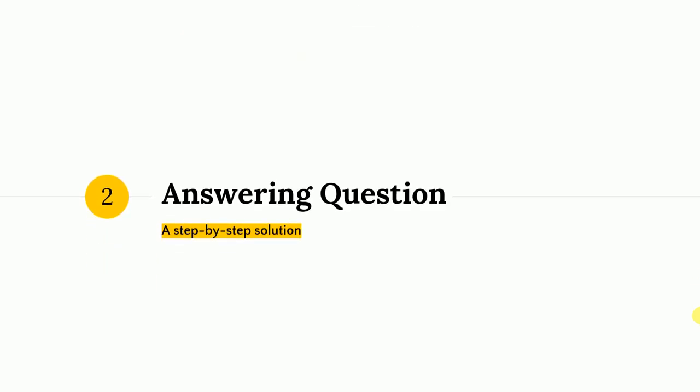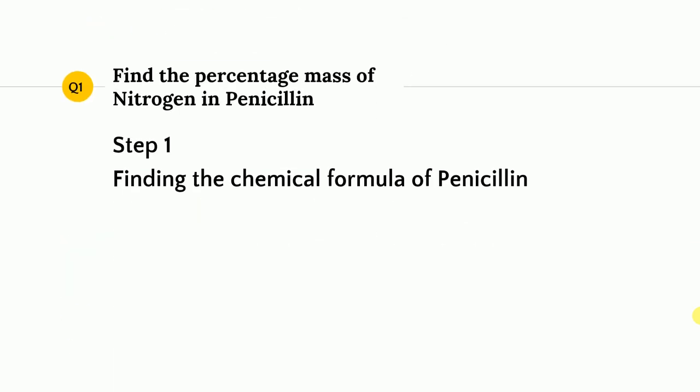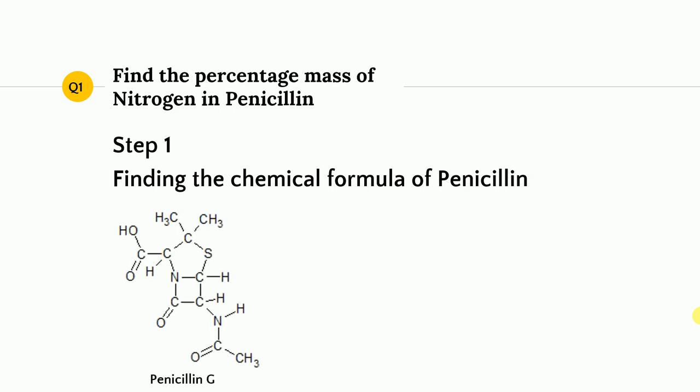Now that we have understood the question, I'm going to show you how to solve the questions with a step-by-step solution. Let's start off with question 1. To find the percentage mass of nitrogen in penicillin. Step 1. We have to find the chemical formula of penicillin. Right now I'm going to insert a picture of the chemical structure of penicillin G. There you go. Now all we have to do is to calculate how many of each element are there in a penicillin compound. So pause the video right now and see if you can deduce the right chemical formula for penicillin.